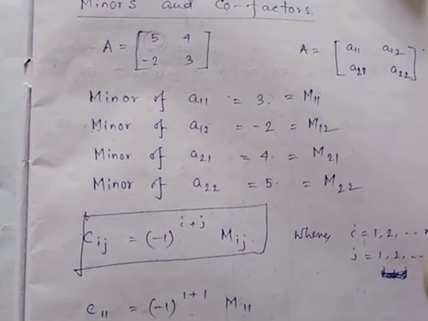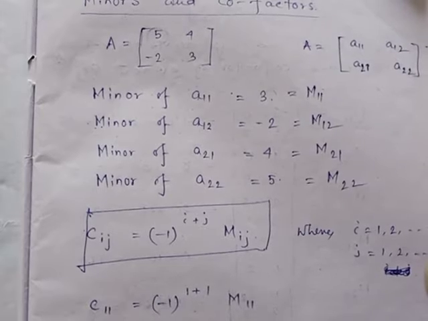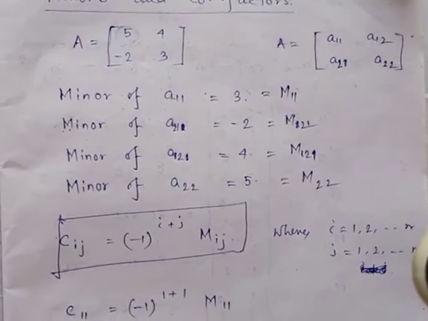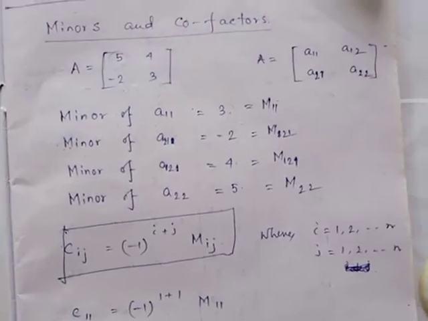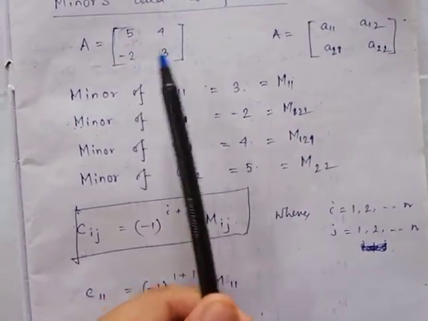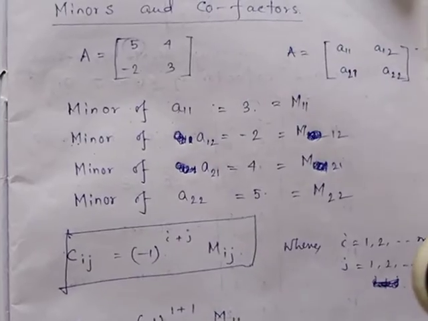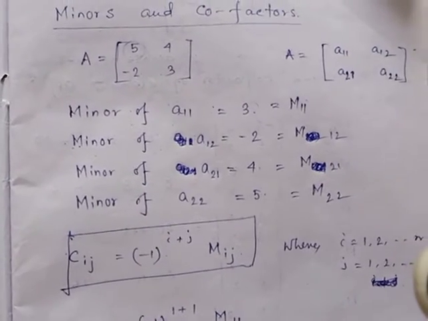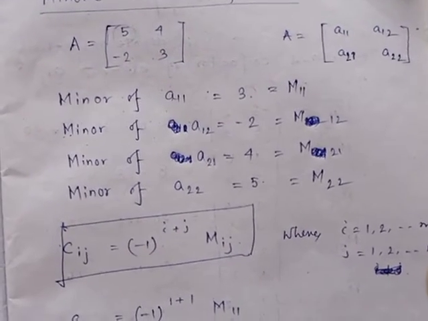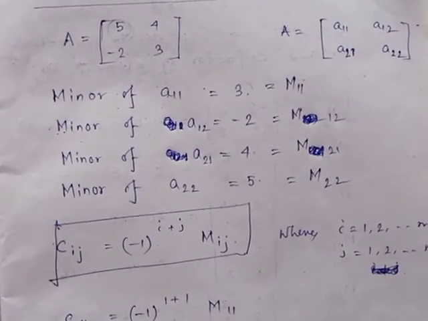Similarly for A12, which is 4. If the respective row and column are deleted, we get minus 2. So the minor of A12, that is M12, is minus 2.